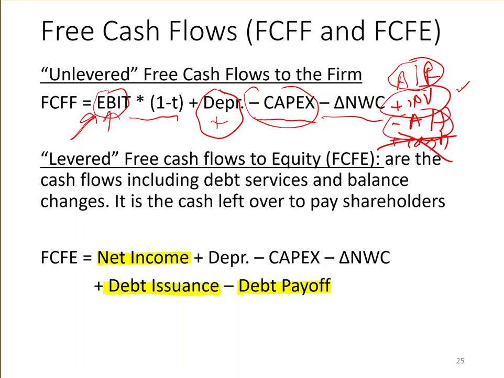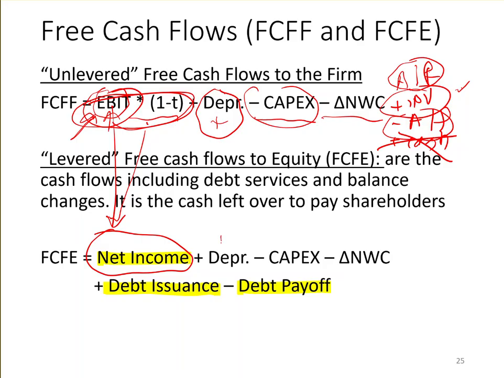All right. When we talk about levered free cash flows or free cash flows to equity, it's basically the same thing as FCFF, but we're also including debt and interest payments. So instead of starting with EBIT, you're starting with net income. What's the difference between EBIT and net? Well, I should say EBIT after tax. We now start with net income. Why? I'm allowing it to subtract interest payments.